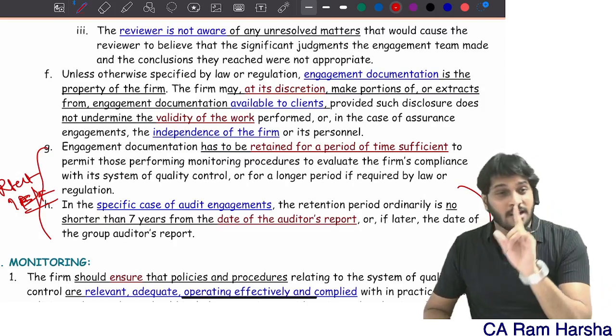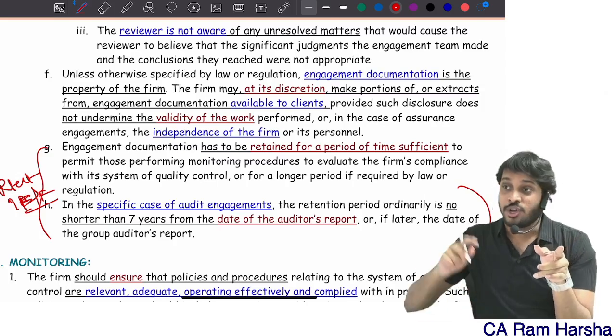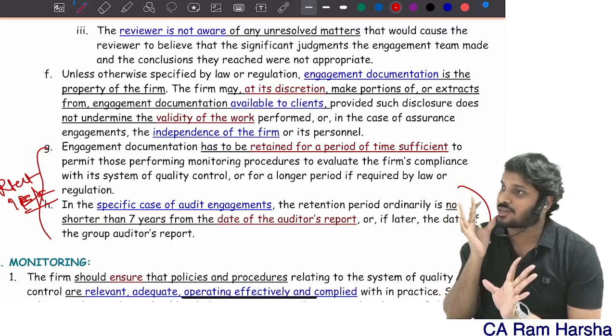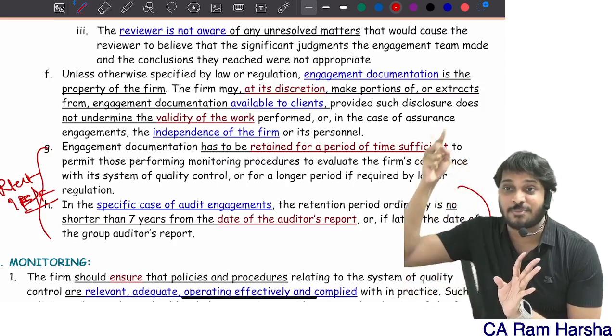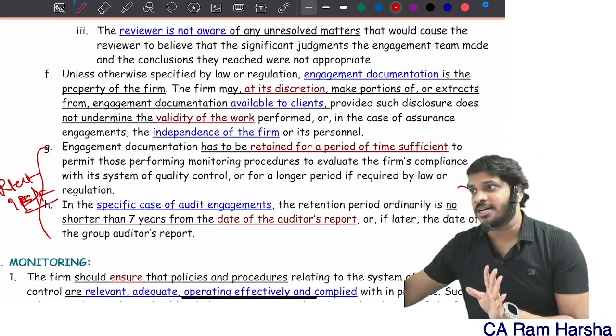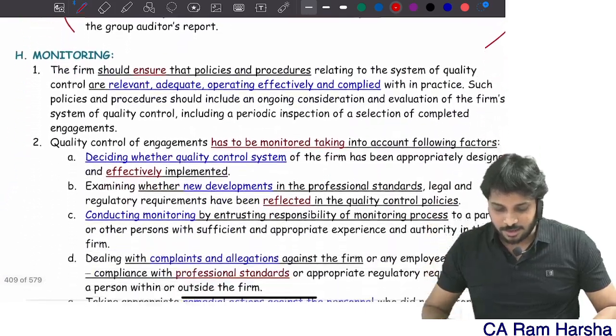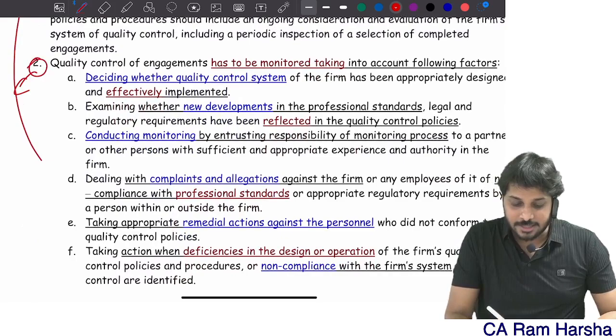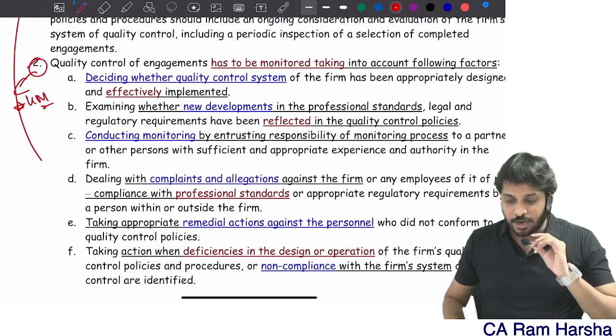And for audits, the standard says not less than 7 years you should retain an engagement. Minimum 7 years. From which date? Date of audit report or group audit report, whichever is later. Group audit report means if consolidated financials are there, then the consolidated financial statements audit report. From that date, 7 years. Then the firm should have a monitoring process. Inside this, this itself can be given as a 4 marks question.